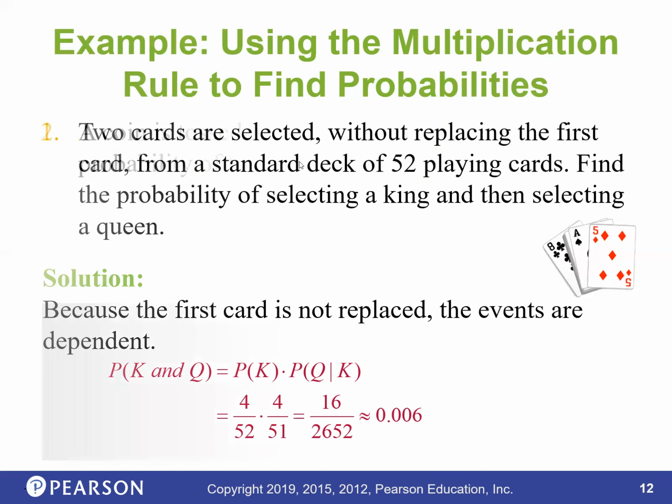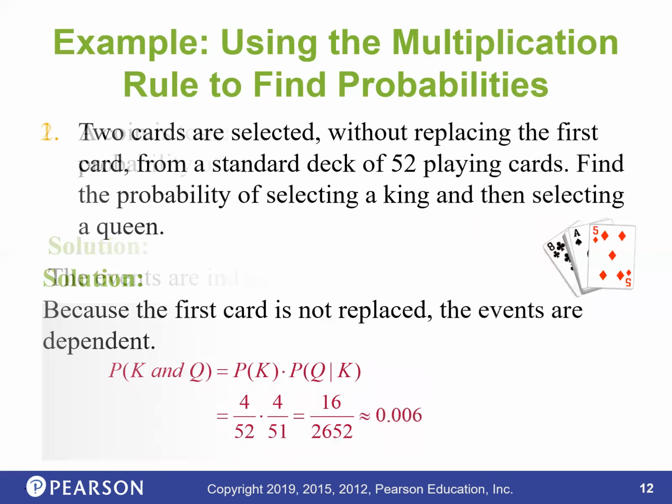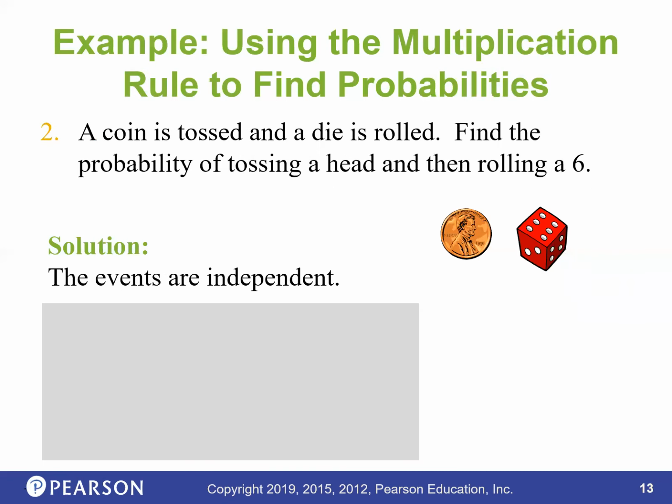Okay. A coin toss. Here it is. A coin is tossed and a die is rolled. Find the probability of tossing a head. That's one. And then rolling a die. Dependent or independent? Can't give you the answer yet. Still can't give you the answer yet. That's right. Yeah, independent, right? The die roll has nothing to do with tossing the coin in the head.